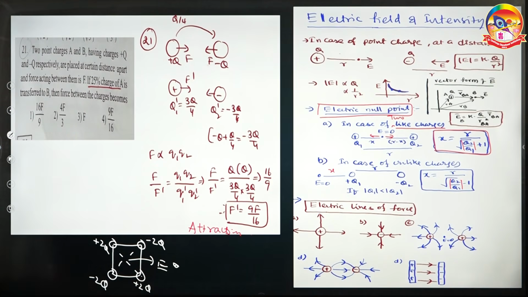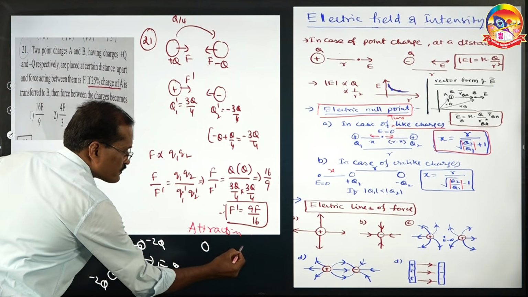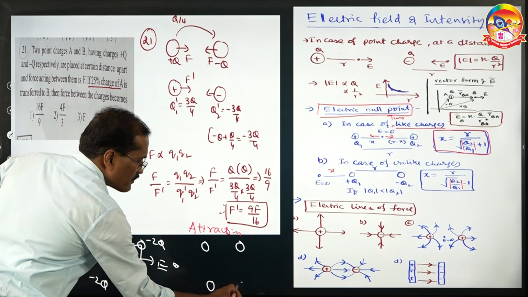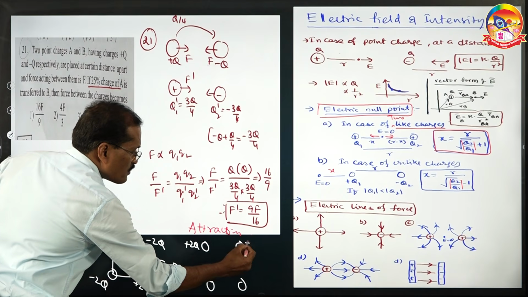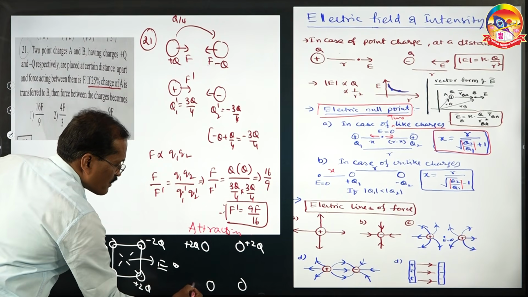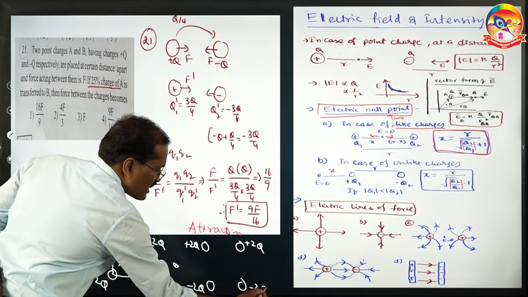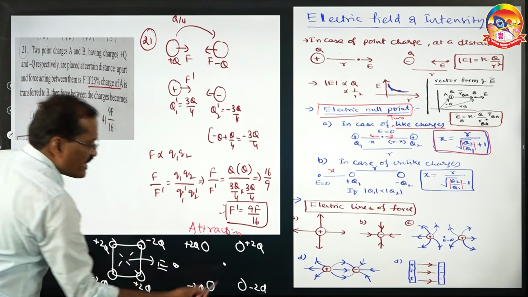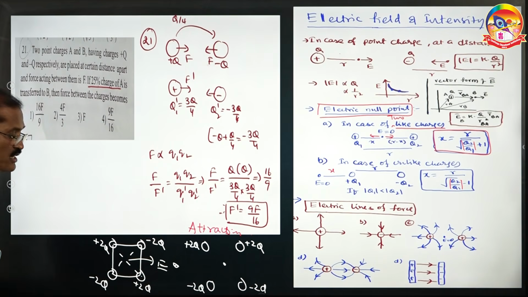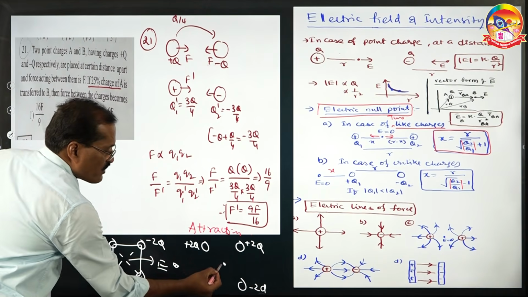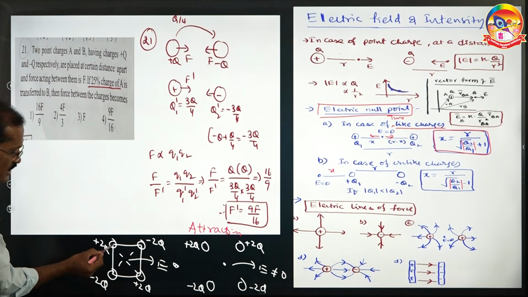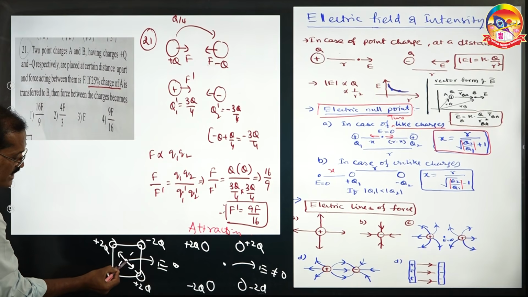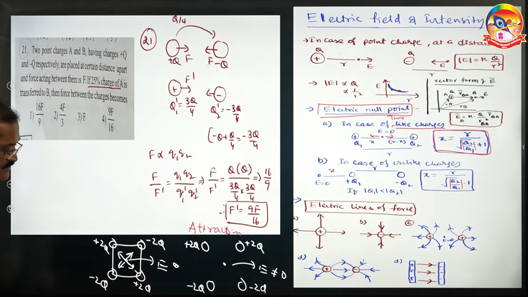Or else, if you take the same charges but the positions of the charges change, this becomes plus 2q, this is minus 2q, this is minus 2q. Is the electric field intensity at the midpoint equal to 0? No. The net electric field at this place, E, is not equal to 0. The reason here is that the electric fields given by the positive charges are equal and opposite, and they cancel each other.